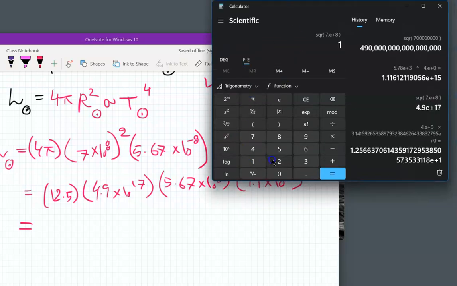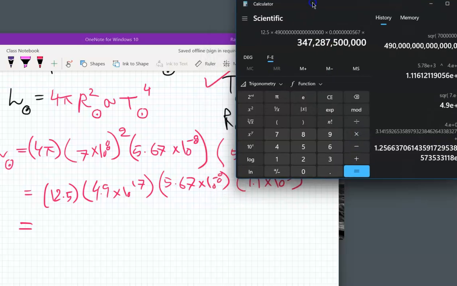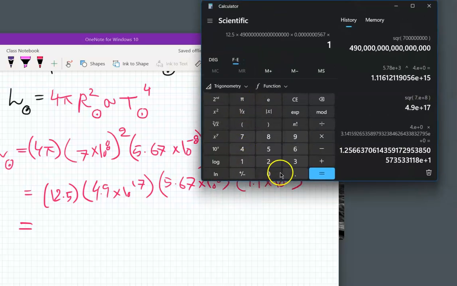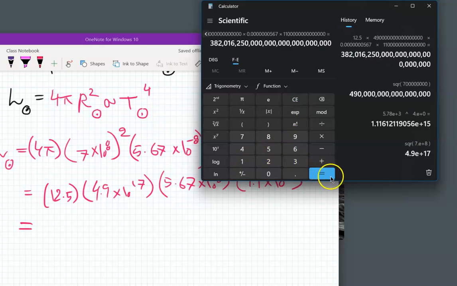So let's start with 12.5 times 4.9 exp 17 times 5.67 exp negative 8, and then times 1.115 exp 15. I hope I did it right. Answer, and we get this. Let's put it in scientific notation: 3.82 times 10 to the 26.